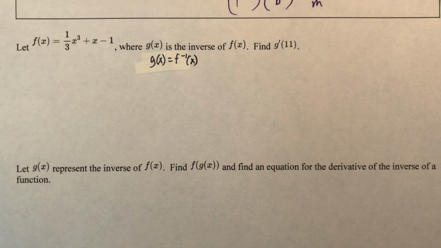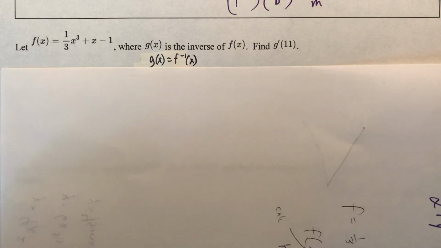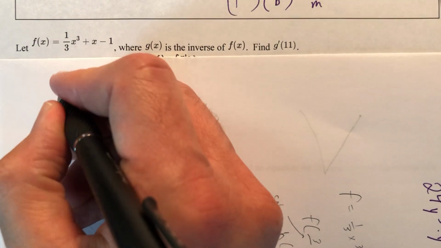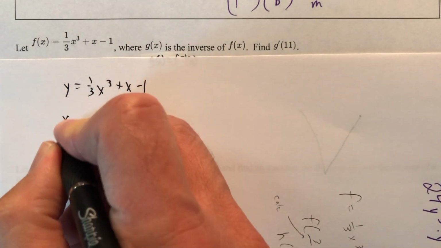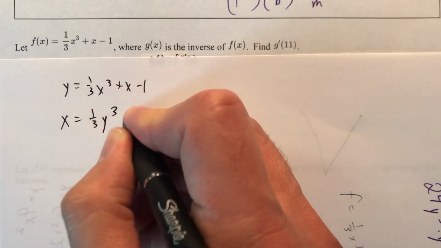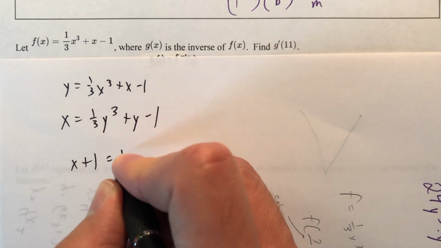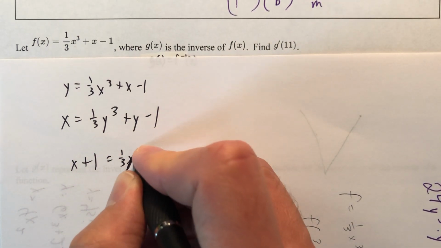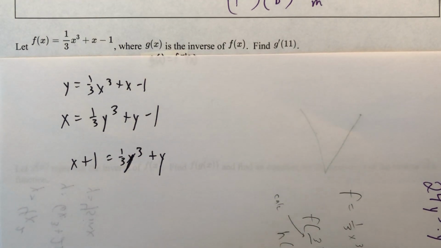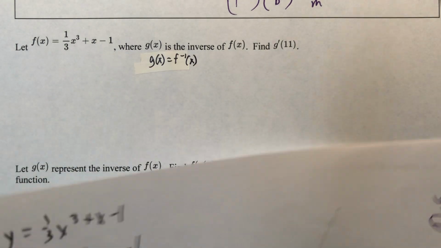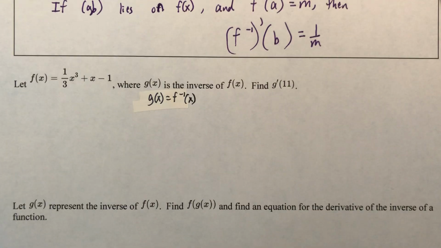Now, you might be tempted to say, well, let's just find the inverse of this function. Okay, sure, fine. But I'm grabbing some scrap paper because I know it's not going to work. So if y equals 1/3 x cubed plus x minus 1, and I switch x and y and solve for y, I have 1/3 y cubed plus y equals x, and I need to get y by itself. Good luck with that. Not going to happen. So we can't actually find the inverse, but we can use the little trick that we just learned.